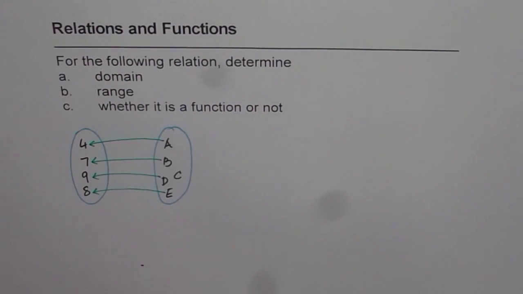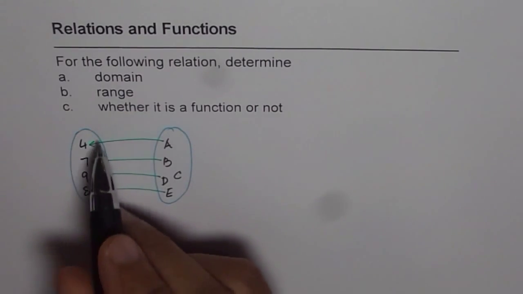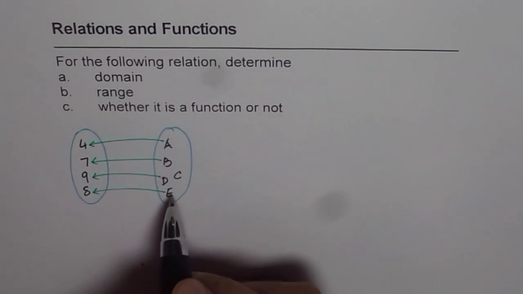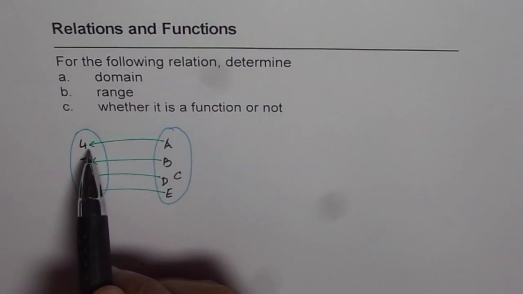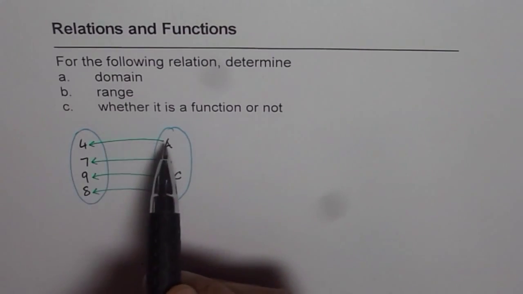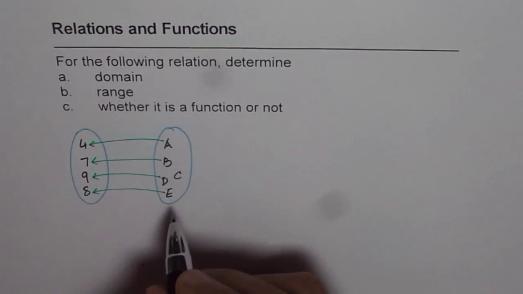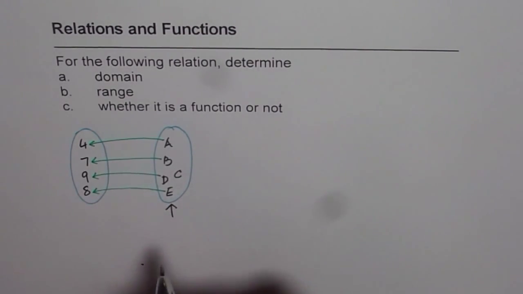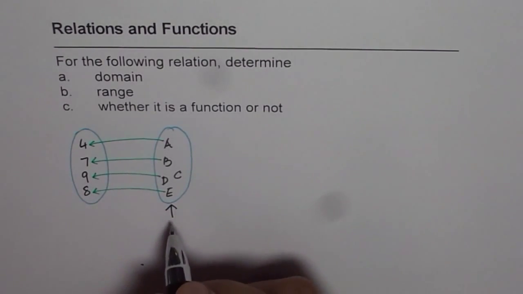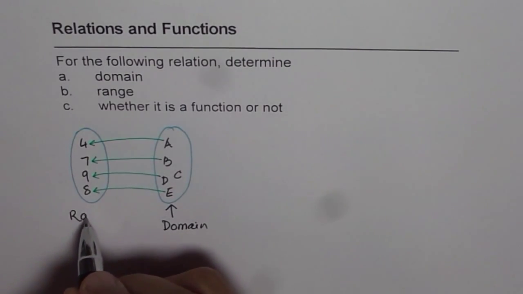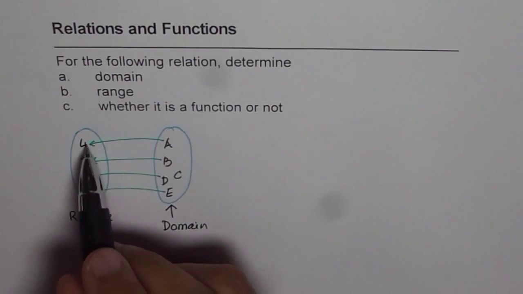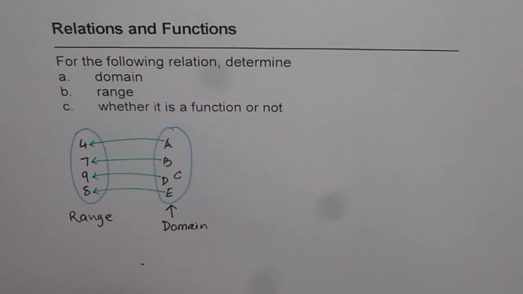What I note is that most of the time students will take the first set as the domain and the second as the range. But in this case, you will note that we have arrows which are pointing from right to left, and therefore the set which comprises the domain is the right hand side. So that is the domain, and this one is the range. So look at these arrows and then answer your question.